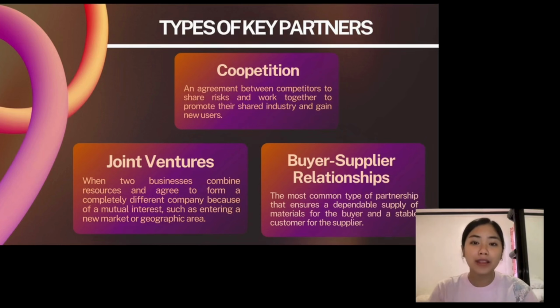This is the most common type of partnerships that ensure a dependable supply of materials for the buyer and a stable customer for the supplier. So basically, these are just like suke because you have a stable customer and the customer already has a certain business where they get their supplies from. So example is a bakery regularly purchasing flour from the same supplier under a long-term agreement.